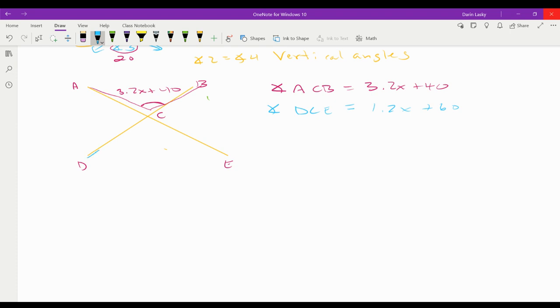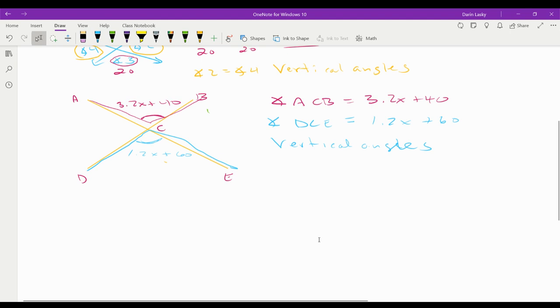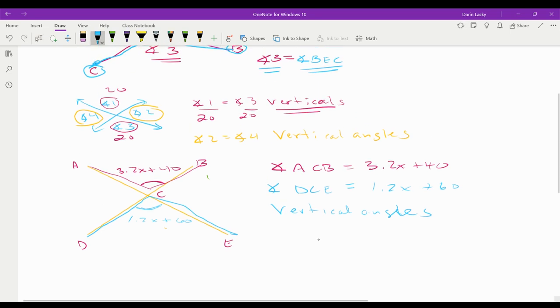And now we've got angle DCE right here. And if we have angle DCE, that angle right here is equal to 1.2x plus 60. So they're across from each other, so they're vertical angles. And what do we say about vertical angles? Vertical angles are equal to each other.